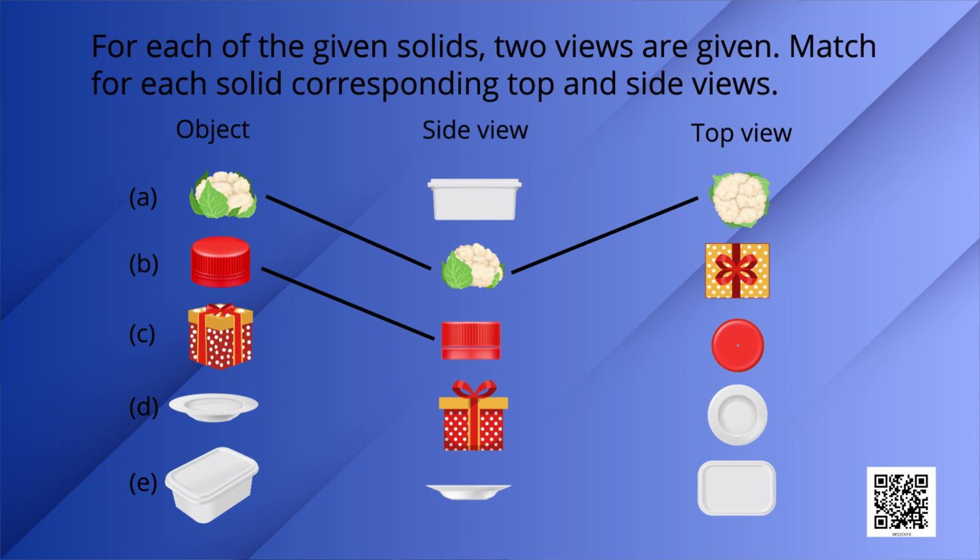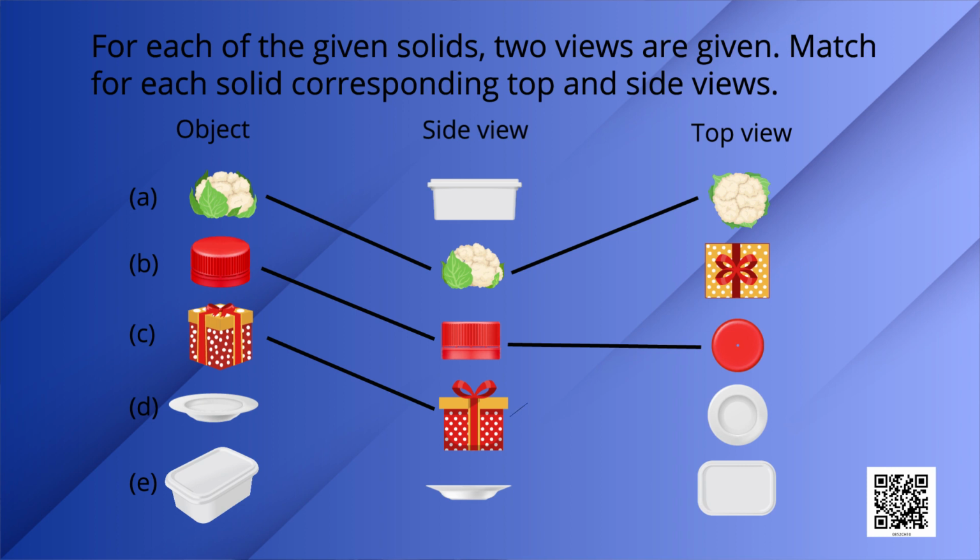Now we have to match it with its top view. Its top view is given here at the third part. Now which is the next object? The next object is a gift box. Now we have to match it with its side view. Children, can you see its side view? Yes, here at the fourth part is its side view. Let's match it with its top view. The top view is at the second part.